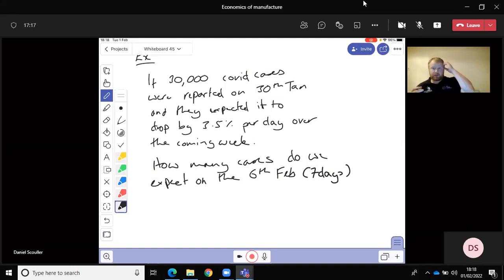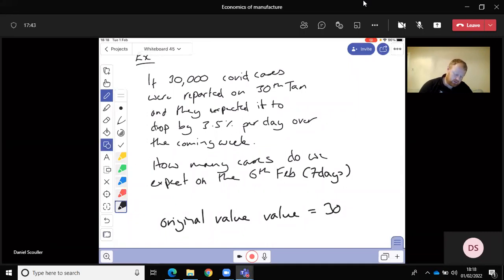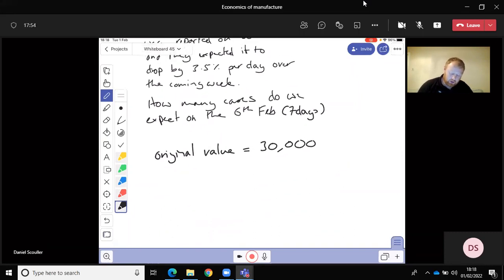So percentage depreciation, converting back from or reversing a change in percentage as well. They like to give you a full story, and you just need to extract that data. So we've got an original value, 30,000. And we've got a depreciation percentage of 3.5%.